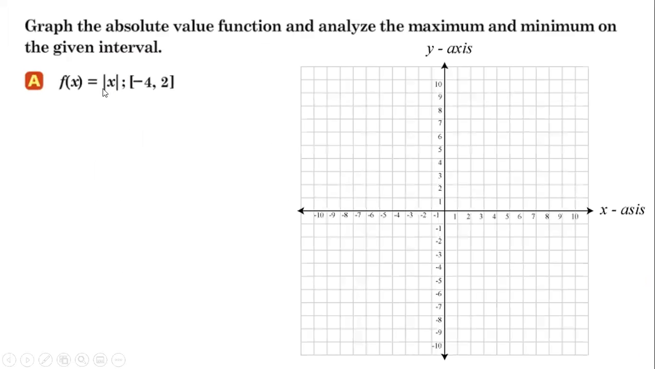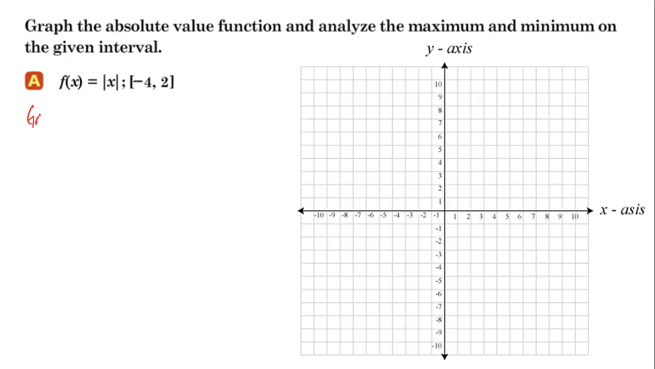So here we have just the parent function, absolute value. If I just have the parent function, I have a couple options here. I can solve by using the vertex and the slope. That's option B, remember from yesterday. Or I can graph it by creating a table. I'm going to just review both.